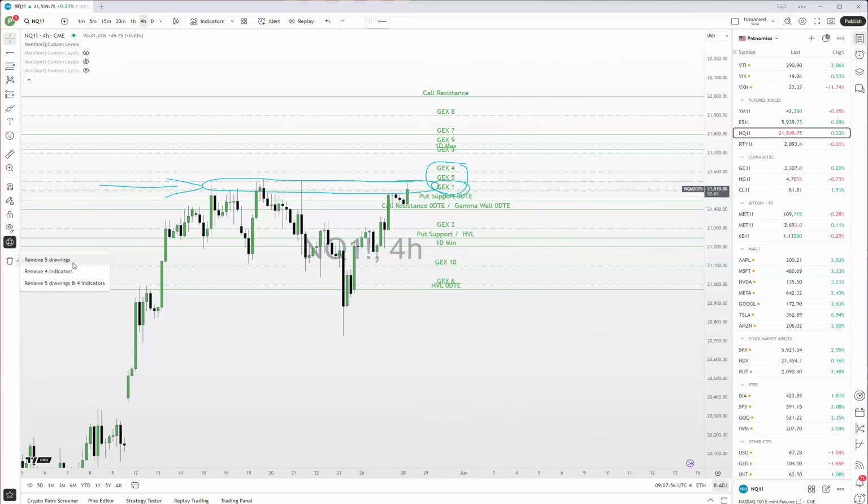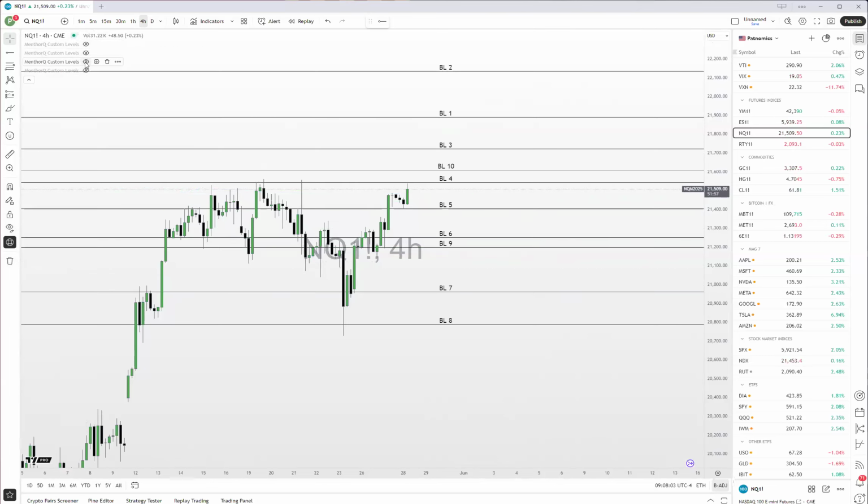And also use the blind spots to get a better picture. This is something I use very often. Here we go. Now we have the blind spots. And the blind spots help me really nicely to find some supply and demand areas, which is really, really powerful.